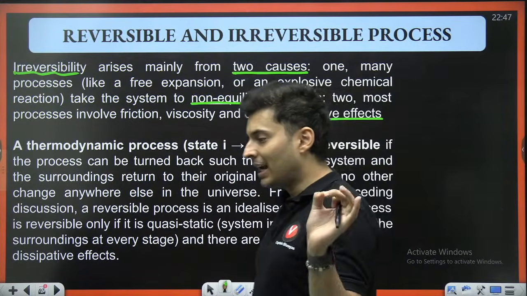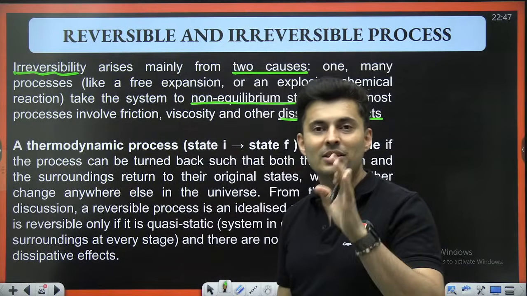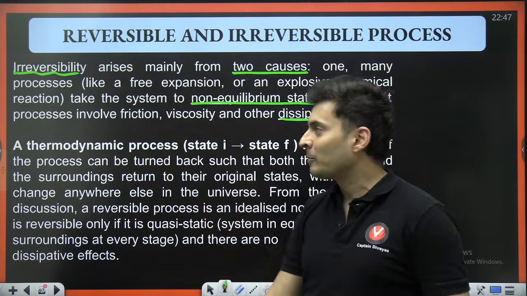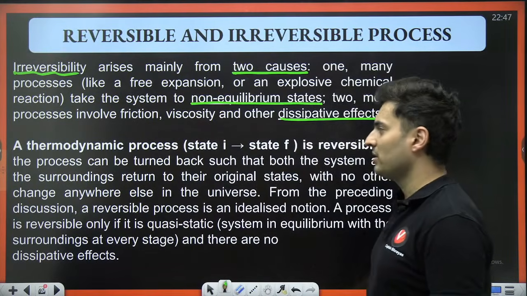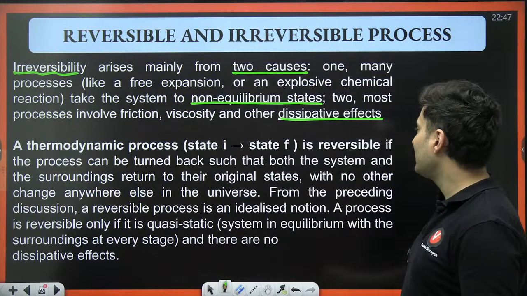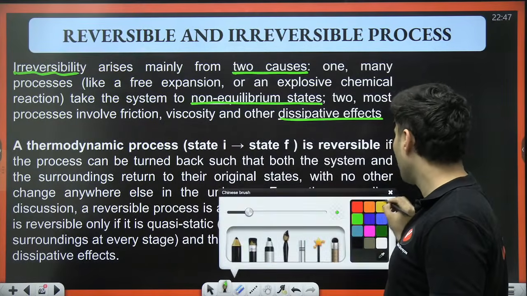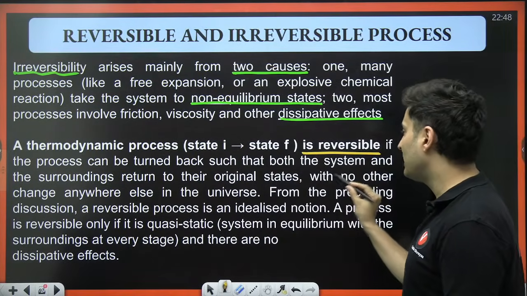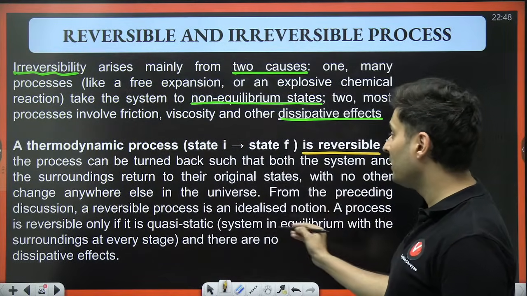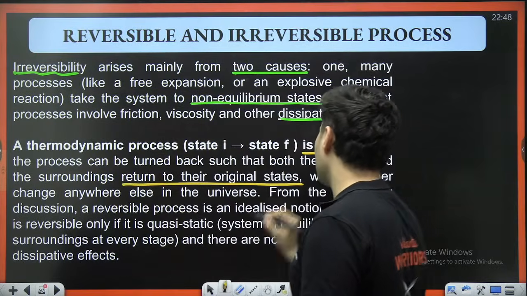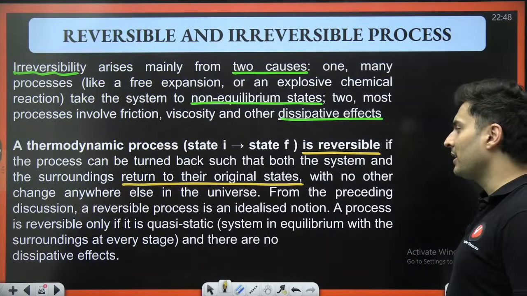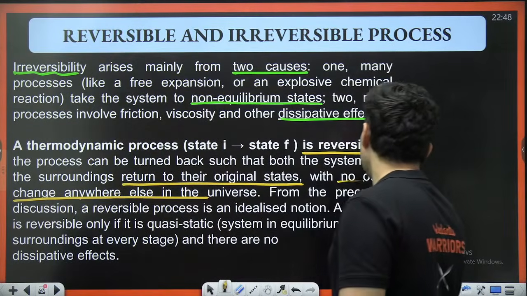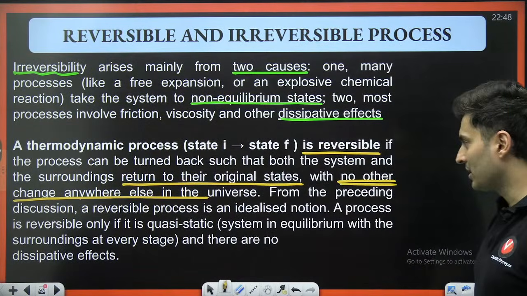But is there an ideal process which can be reversible? The answer is yes. That is ideal again. And those are very, very slow processes. Thermodynamic processes which are reversible are those that can be turned back such that both the system and the surroundings return to their original state with no other change anywhere else in the universe.